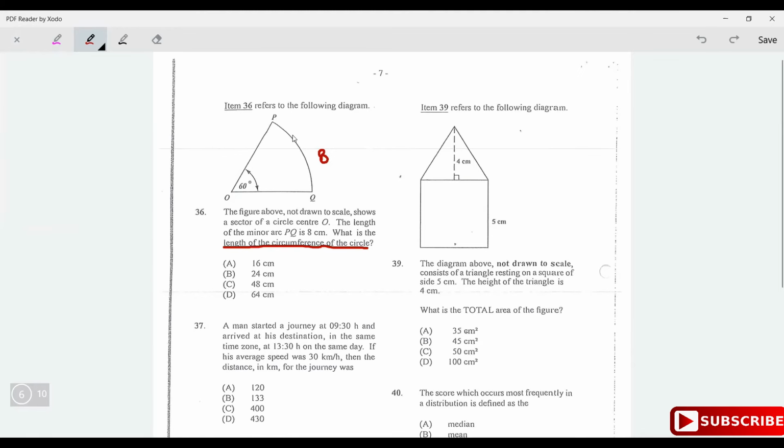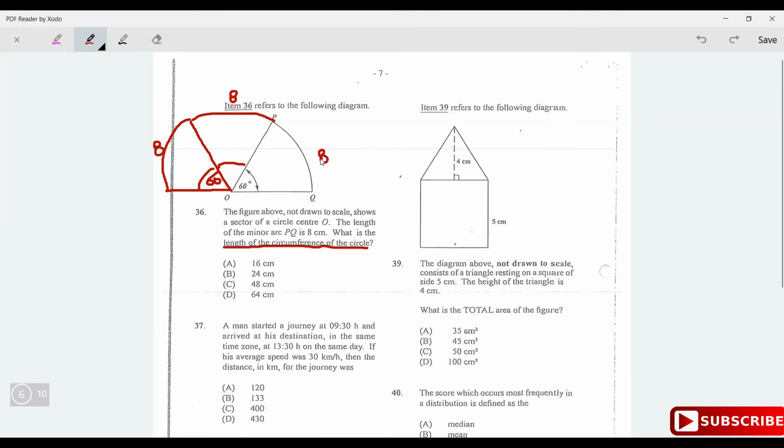Well, look at this. If one minor sector has 60 degrees, then if I were to draw another minor sector of 60 degrees, that arc length would also be 8, right? This would be another 60. And then if I were to draw another minor sector going around here and let it be 60 degrees, then this would also be an arc length of 8. Do you get the picture of what I'm saying? So 60 degrees, 60 degrees, 60 degrees.